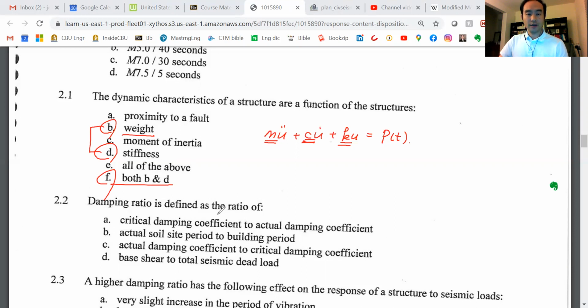Damping ratio is defined as a ratio of what? So remember the damping ratio psi value. It is related to C sub CR. So the answer should be C, the actual damping coefficient, which is C, to the critical damping coefficient C sub CR. So the answer is going to be C.